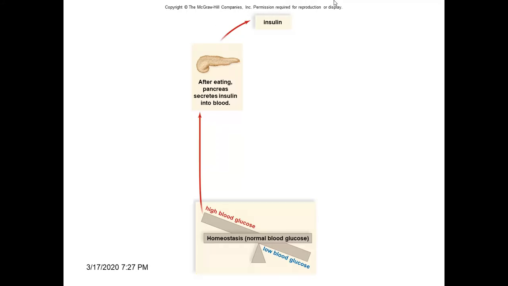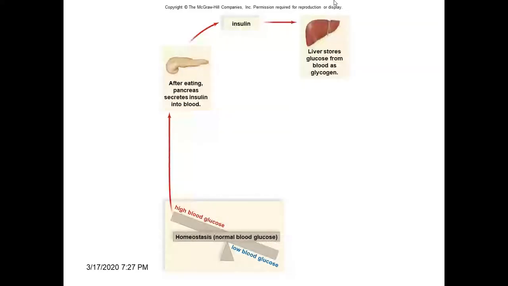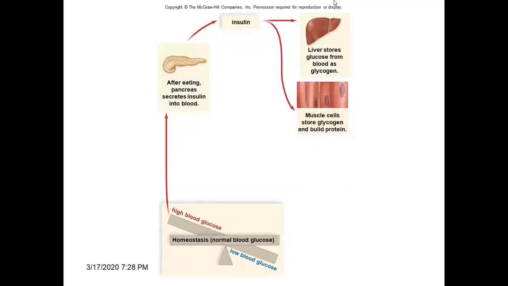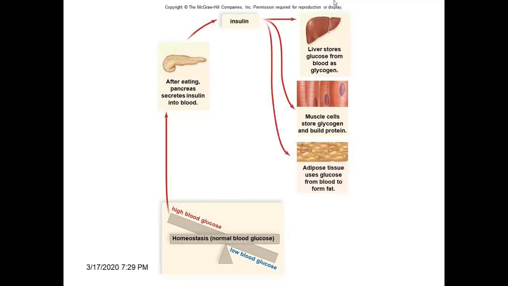All right, so insulin will do three things. Number one, it's going to take sugar out of the blood and store it in the liver as glycogen. It's going to take sugar out of the blood and store it in your muscle cells as glycogen and to build protein. And it's going to take sugar out of the blood and convert that to fat. And we don't really want that to happen, but it does. So then, of course, glucose gets taken out, and blood glucose levels drop back down to homeostatic levels.